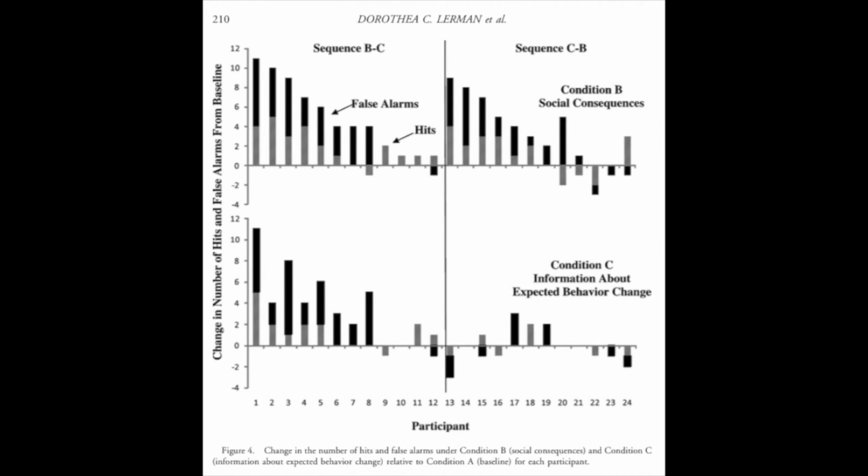Together, these results show that social consequences, but not information about expected behavior change, altered response bias among some observers who were scoring clear and ambiguous events in a laboratory setting. Sequence or interaction effects also appeared to influence the outcomes for observers who were exposed to the social consequences. That is, effects of social consequences either carried over into the next scoring session or altered participants' responses to the experimenter's statement about expected behavior change.